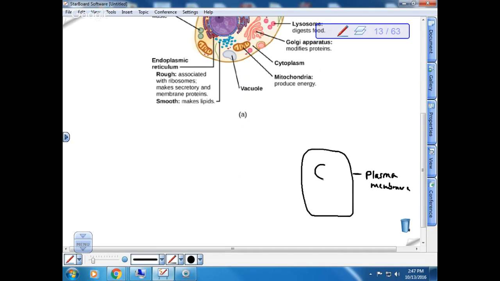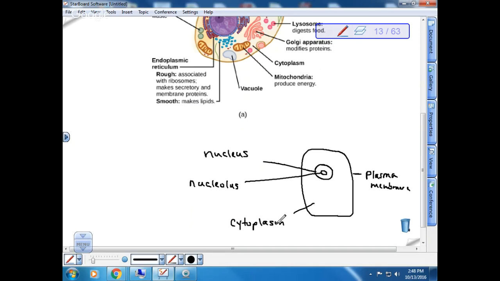In my eukaryotic cell, I have a nucleus. And I also have a little inside structure, which is called the nucleolus. So this is my nucleus, and this internal structure is the nucleolus. And then outside the nucleus, but still inside the plasma membrane, is what is referred to as the cytoplasm. This is filled with fluid, right? And there's all kinds of other organelles and structures that are in the cytoplasm.